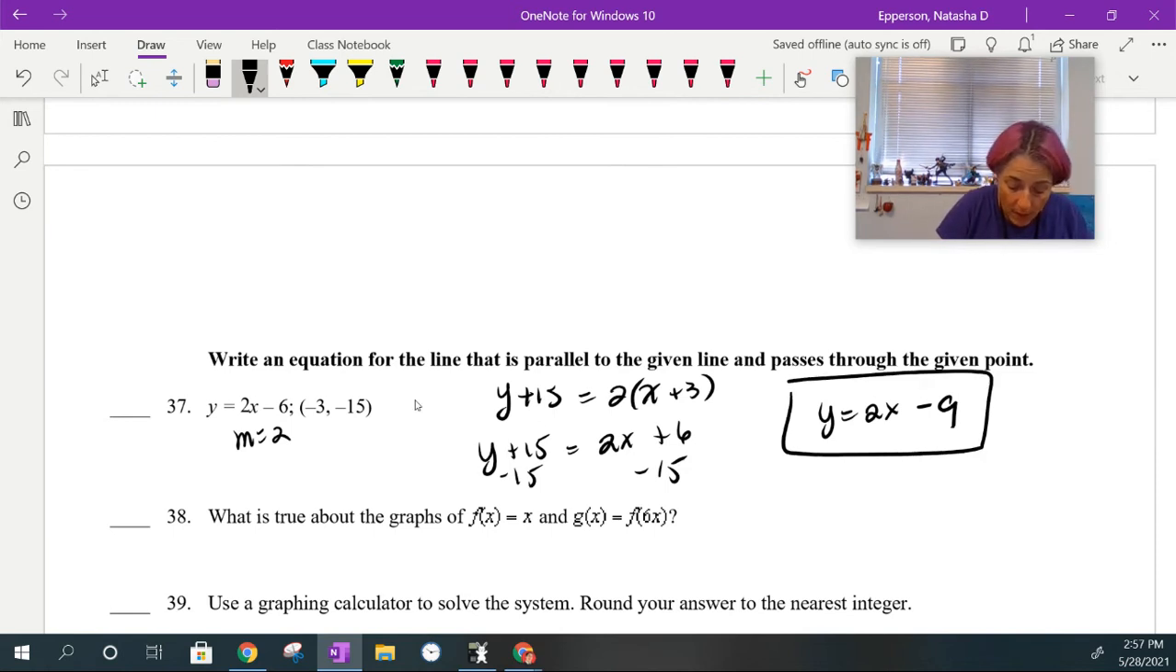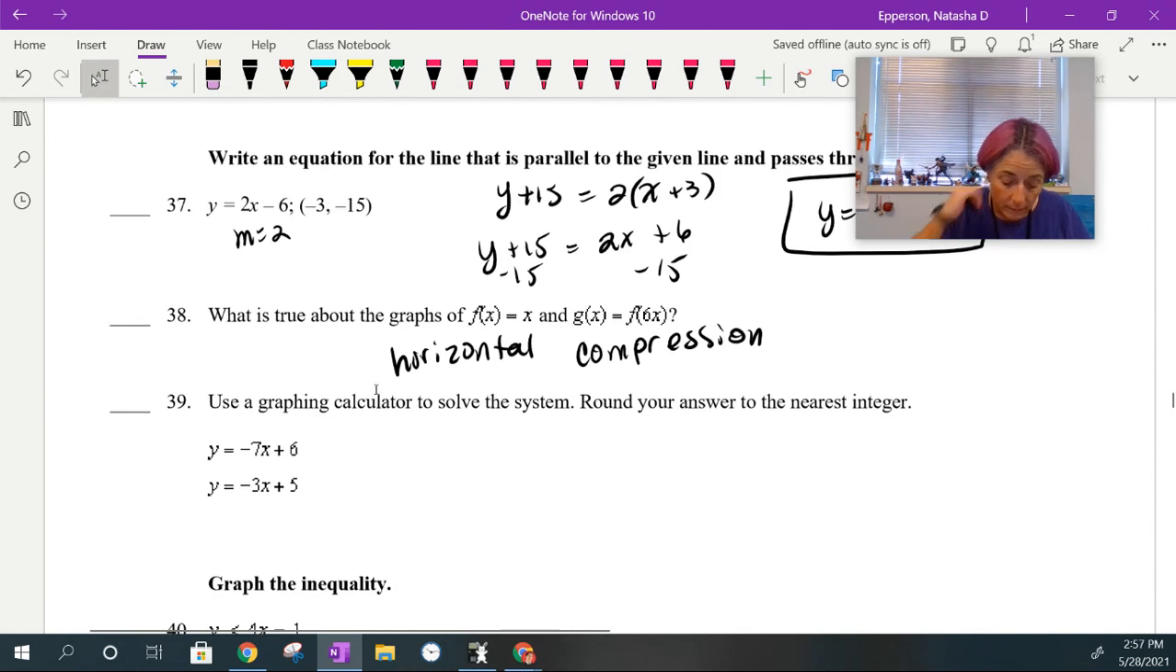What is true about the graph of x? f of x is equal to x, and g of x is equal to 6x. This is a horizontal compression. It's inside.